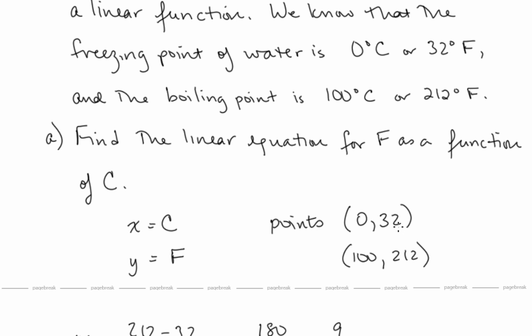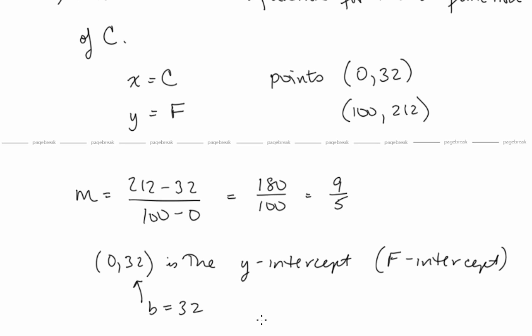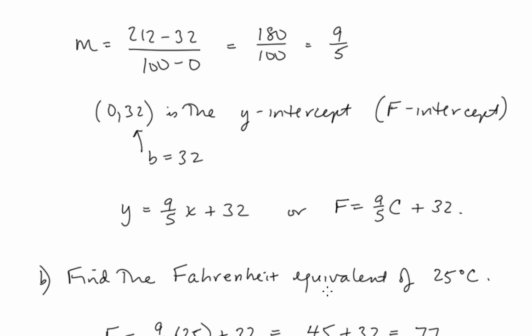Now that we have these 2 points that fit our line, we're going to need the slope of our line. So that's y2 minus y1 over x2 minus x1, and that simplifies to 9/5. Now notice we have the point 0, 32, so that tells us 32 is the y-intercept, or the f-intercept in this notation. So the equation of our line is y equals 9/5 x plus 32. Or in the f and c notation that they ask for, it's f equals 9/5 c plus 32.